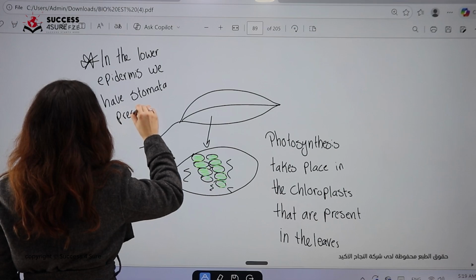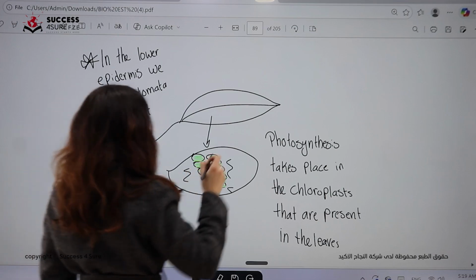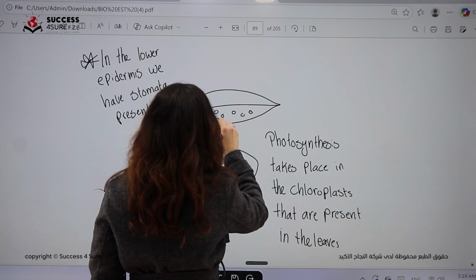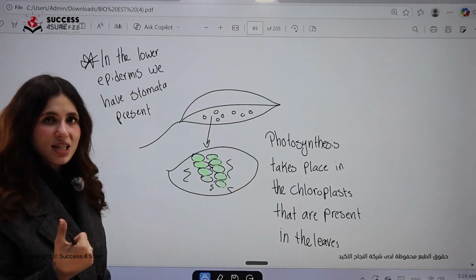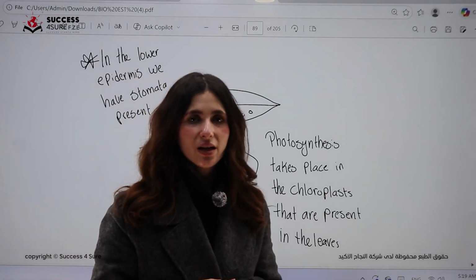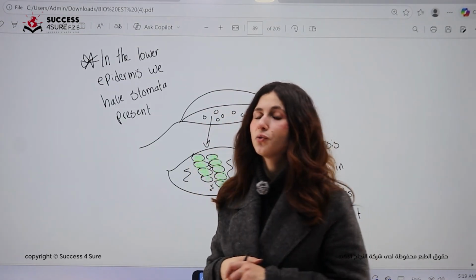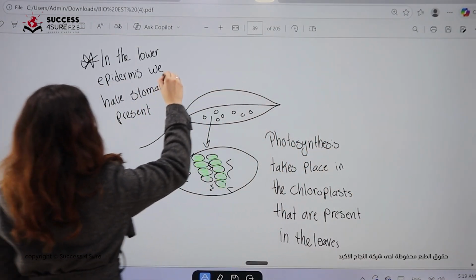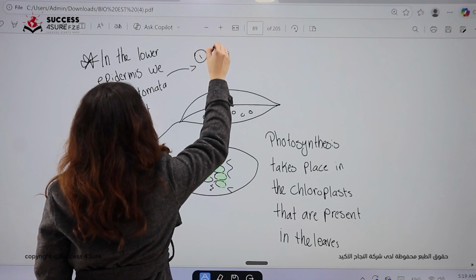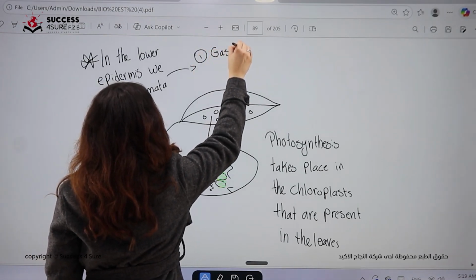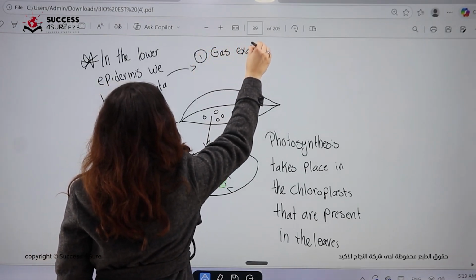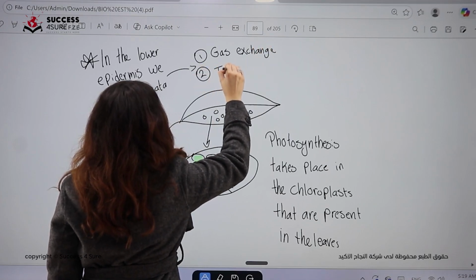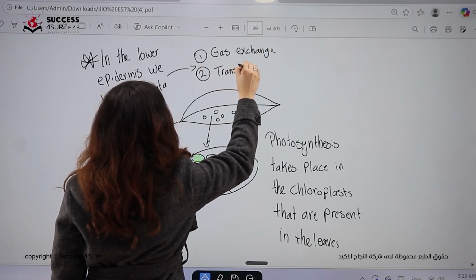Now, what is the stomata? The stomata is a small opening, like these pores on the lower epidermis, and they are responsible for gas exchange, taking in CO2 and giving out oxygen, and also for transpiration, which is loss of water. So, stomata, first, is going to give us gas exchange, and also transpiration, which is loss of water.